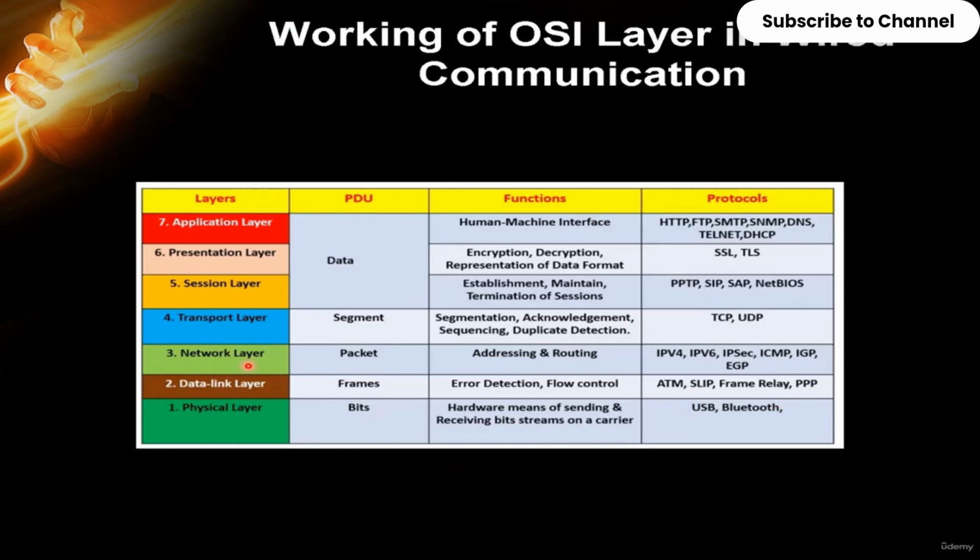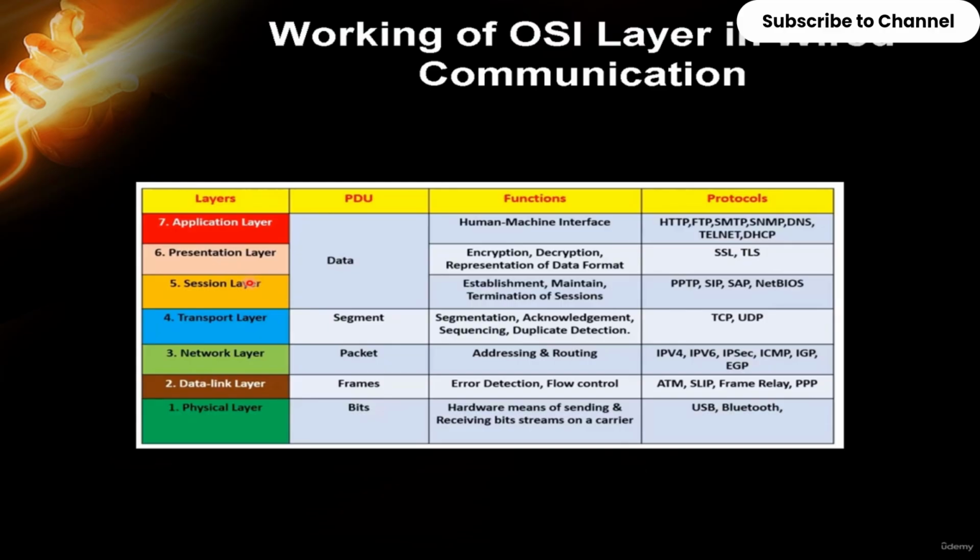Next, in the network layer, the bits and frames are converted into packets. The functions are addressing and routing the packets from sender to receiver. Various protocols used are IPv4, IPv6, IPsec, ICMP, IGP, EGP. In the transport layer, the packets are segmented into small pieces; we can say it is fragmentation. The functions of the transport layer are segmentation, acknowledgement between sender and receiver, sequencing, meaning numbering the packets, and duplicate detection. The main protocols used are TCP and UDP.